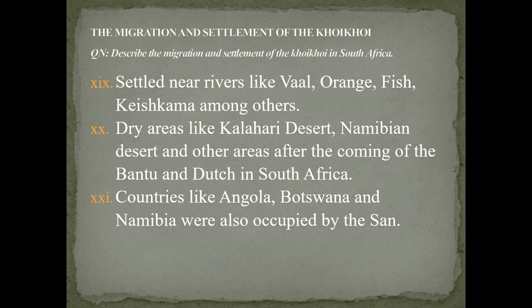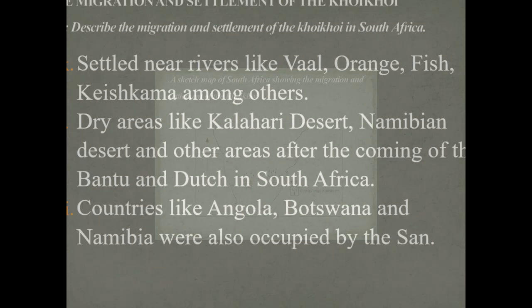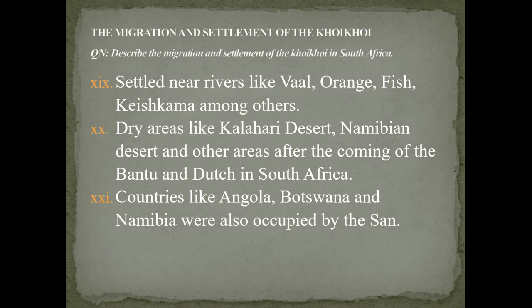Then others occupied areas around rivers, for example, River Vaal, Keishkama, Orange, Fish, Kei, and others. Then they also settled in the desert areas. They settled in the desert areas after the coming of stronger groups like the Bantu and the Europeans, like the Dutch, who forced them to leave their cradleland and go to dry areas like Kalahari Desert, the Namibian Desert, and others.